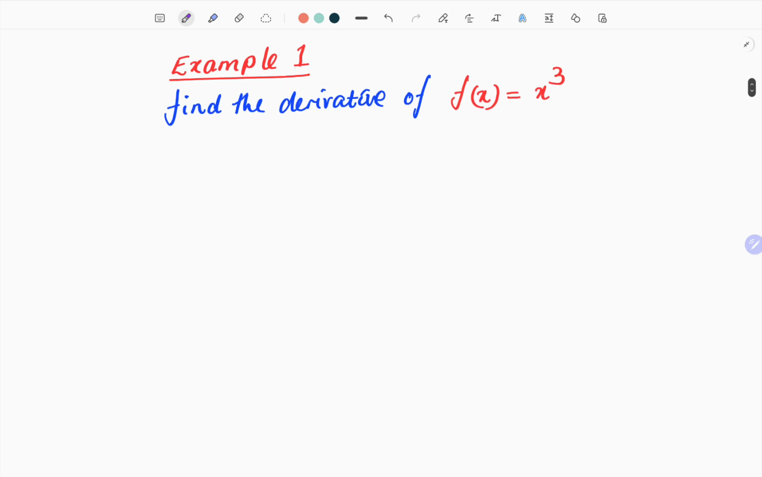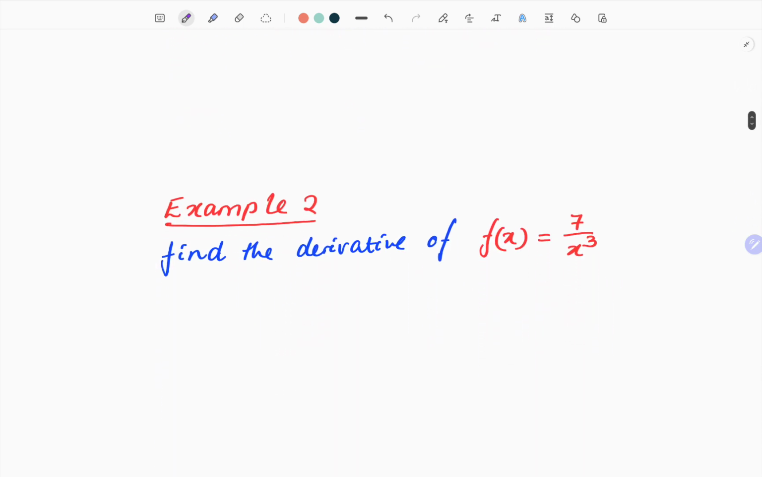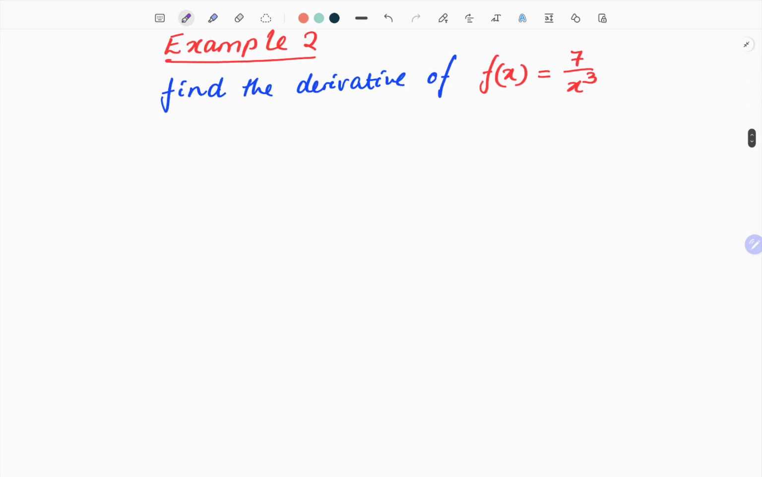Example 1: find the derivative of f(x) is equal to x cubed. Using the previous formula, the first derivative of f(x) is equal to, you bring down the power 3, x to the power of 3 minus 1, which is equal to 3x to the power 2. Easy.